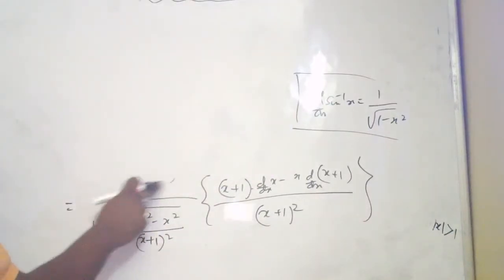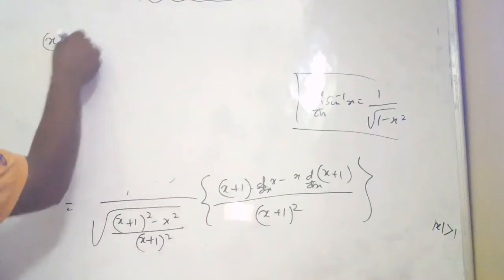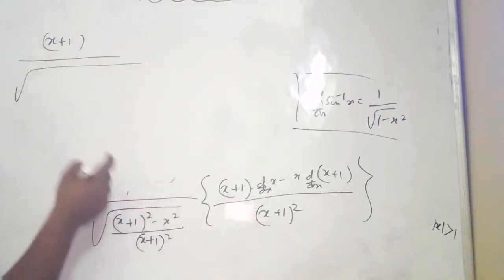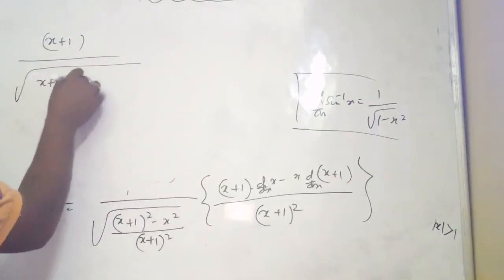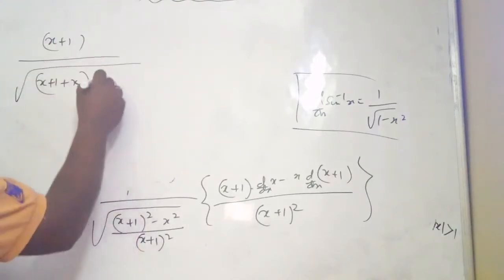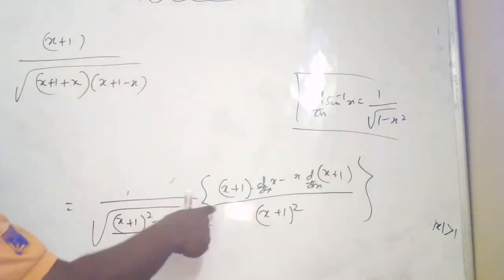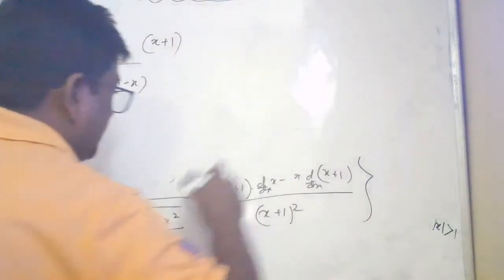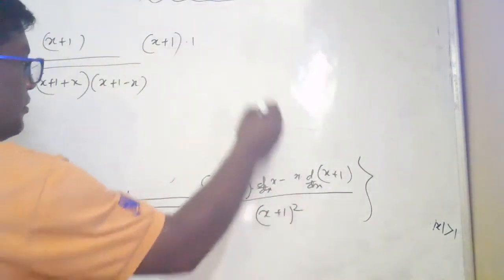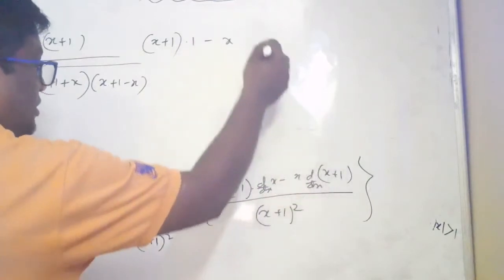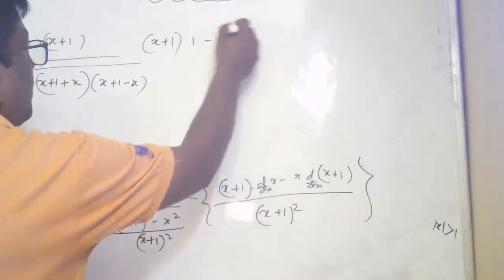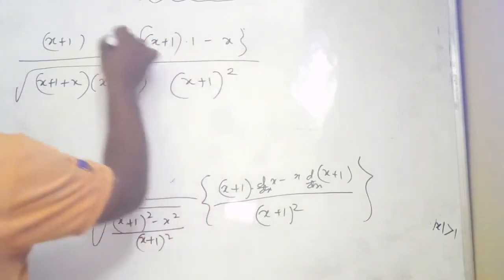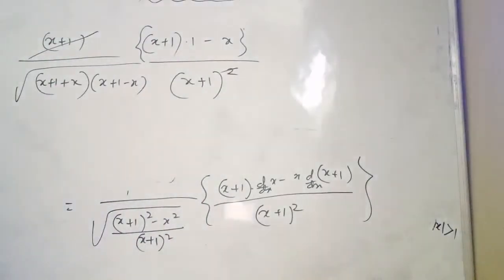x plus 1 whole square root over, means x plus 1 divided by x squared. This is a squared minus b squared: root of x plus 1 plus x into x plus 1 minus x. This is equal to what? x plus 1, into 1 by x plus 1 whole square. So x plus 1, x plus 1 whole square here.